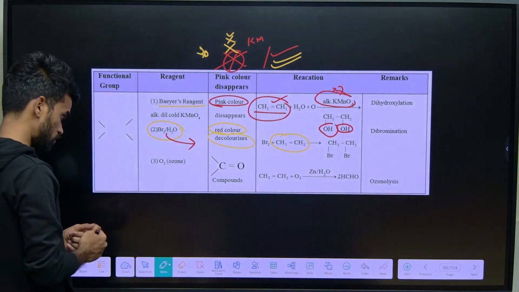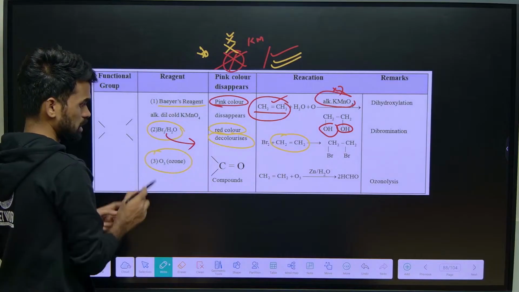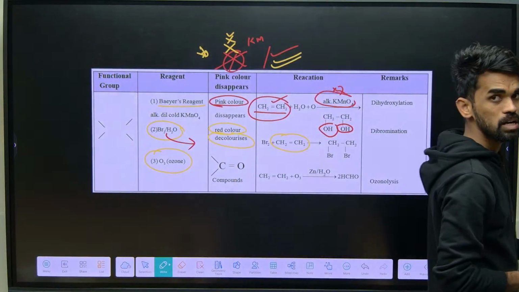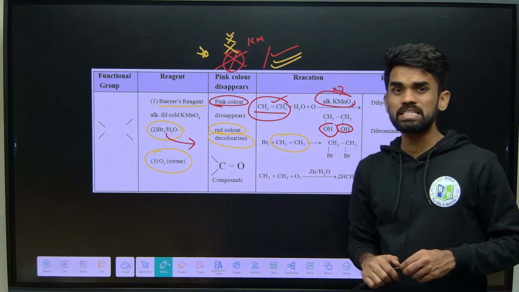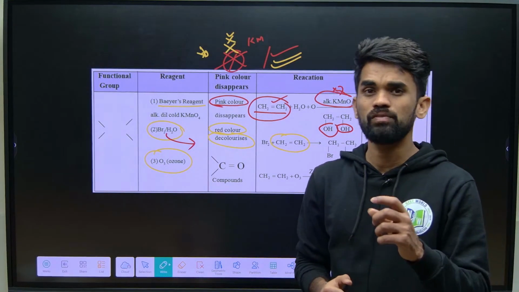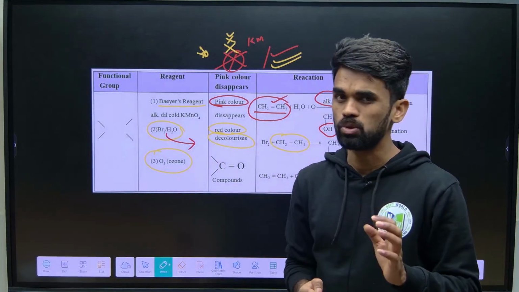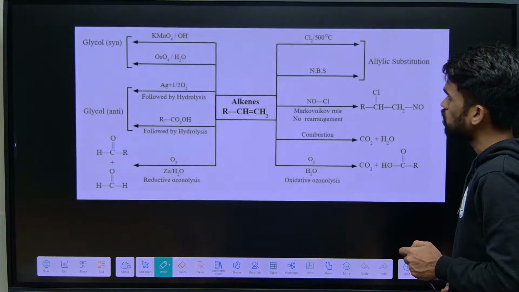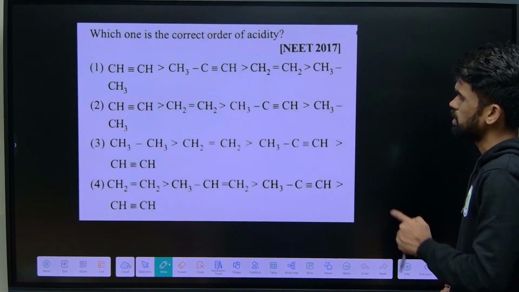Again, ozonolysis gives carbonyl compounds as products. Ozonolysis is useful for identifying the degree of unsaturation in the given organic compounds, alkenes or alkynes also. That's it. Now, the acidic nature.